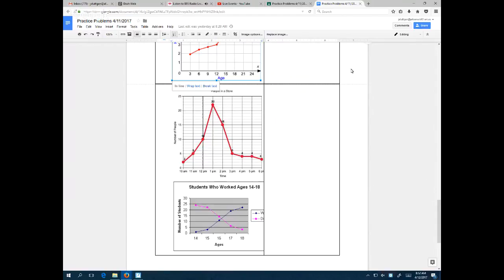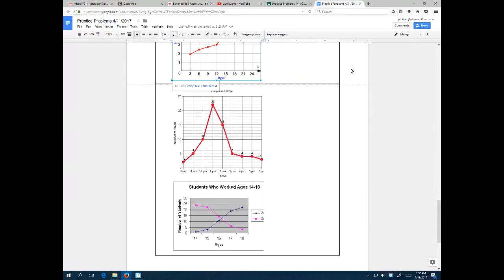Last one. This one's actually kind of interesting because there's 2 lines on the same graph. The blue line is, I know I kind of cut the words off, what they worked. The fuchsia, pink line, whatever you want to call it, is that did not work. So at the bottom is age, and the other one is number of students. So it's basically the number of students who worked and the number of students who did not work.